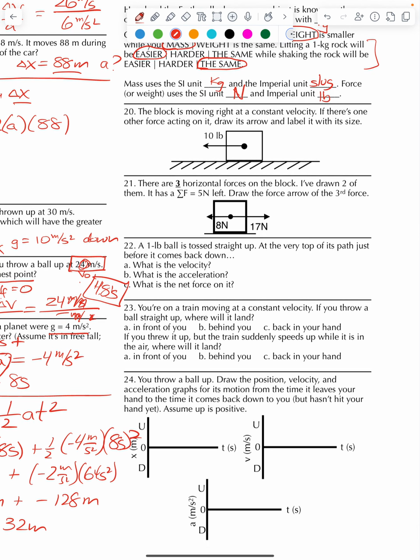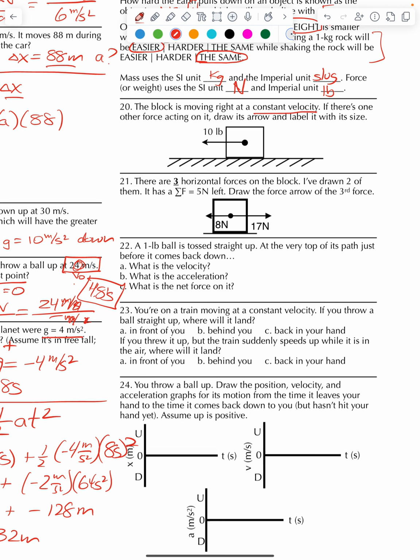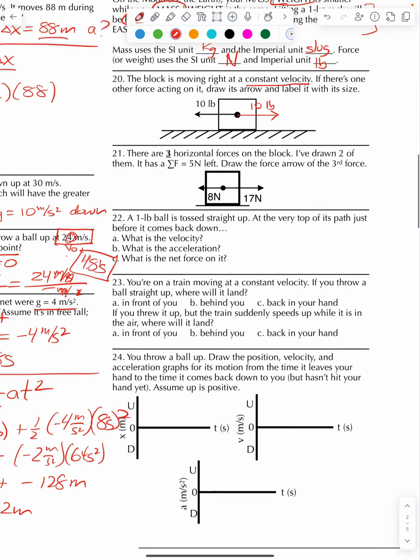Some easier ones. The block is moving to the right at constant velocity. So immediately, what are you thinking? Net force equals 0. If there's one other force acting on it, draw and label its arrow. So it must be 10 pounds to the left? I hope that's about the same length. That means the net force is 0 on it, which means it's constant velocity.